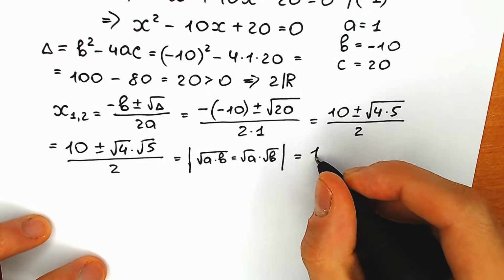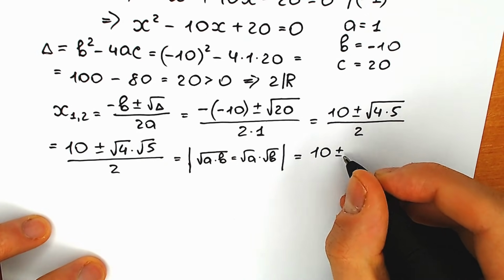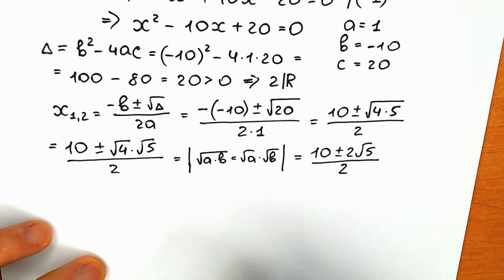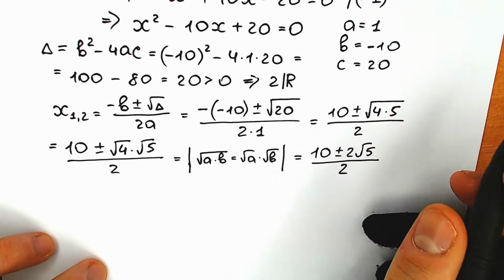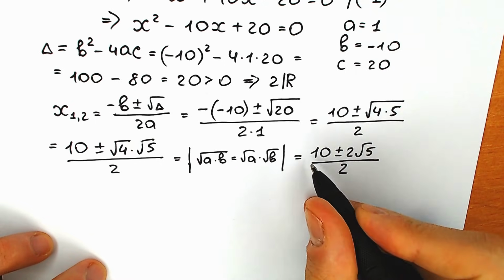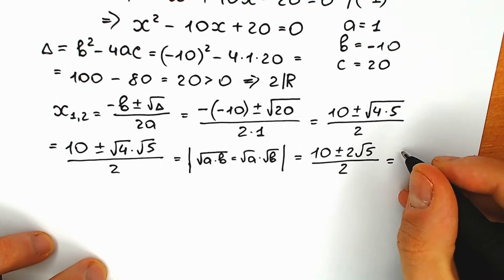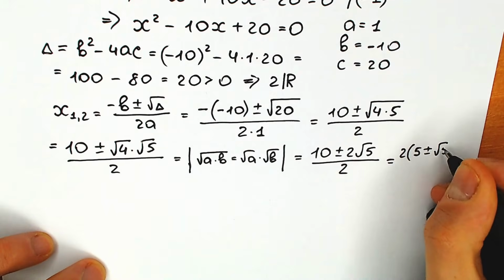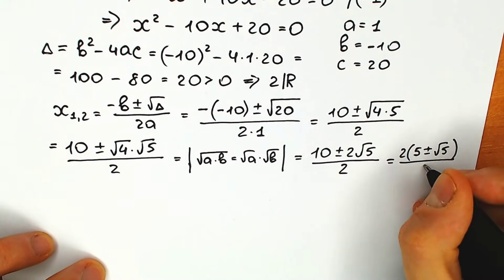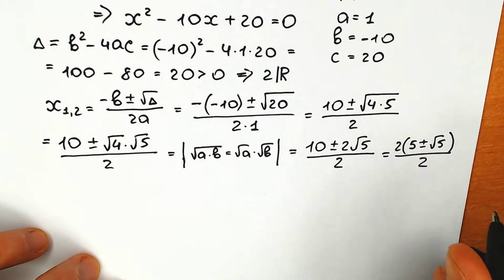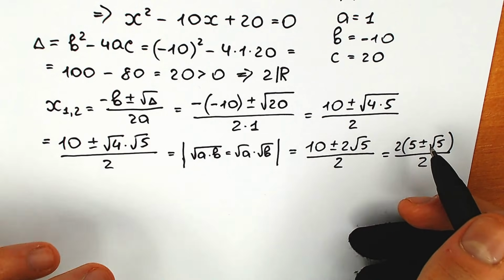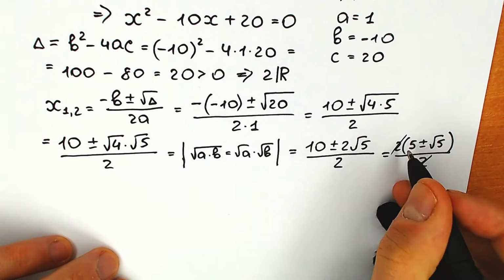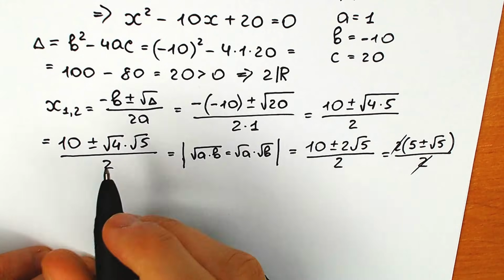So we have (10 ± 2√5)/2. And the final really great move: we're going to factor 2 from our numerator. So we have 2, and in parentheses 5 ± √5, over 2, okay? And why do I factor this 2? Because right here we can easily cancel these 2 and these 2. And this is our final answer, 5 ± √5.